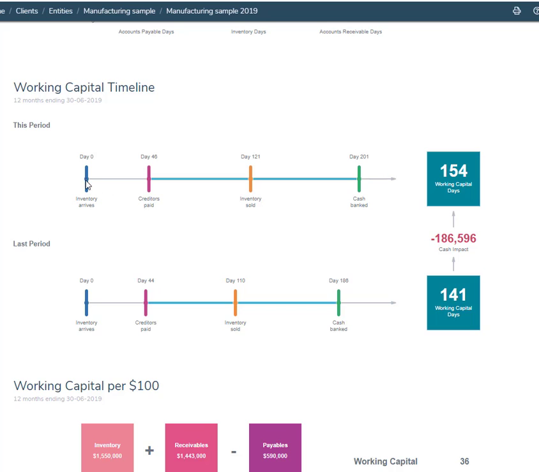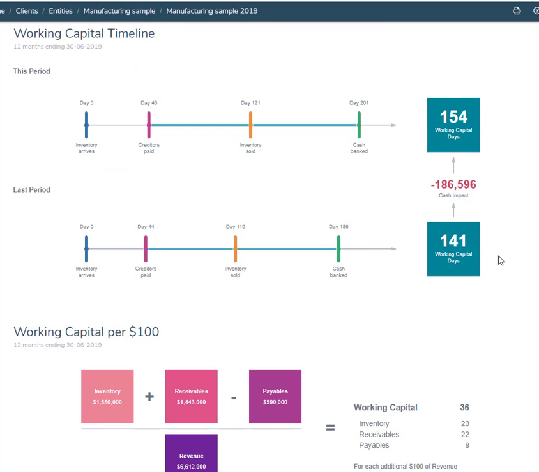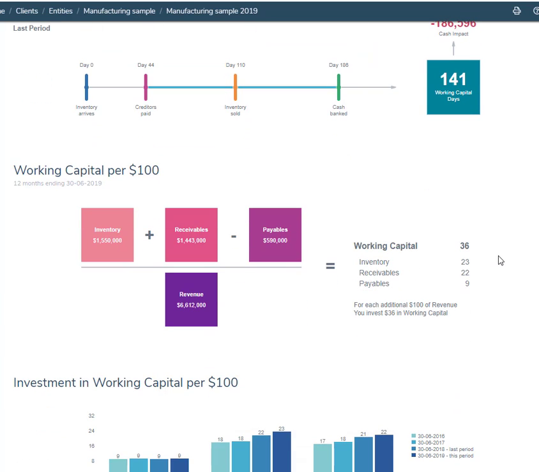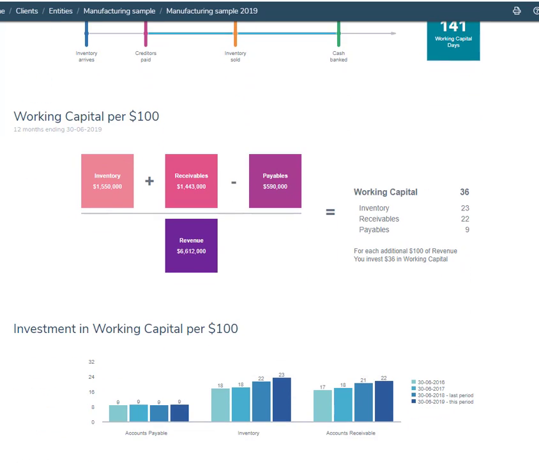So as you can see, from the time that we purchase and have paid for this inventory, we're funding this many days, which is 154 days. The projected cash impact of that is negative $186,596. So it's obviously a significant amount. The working capital per $100.